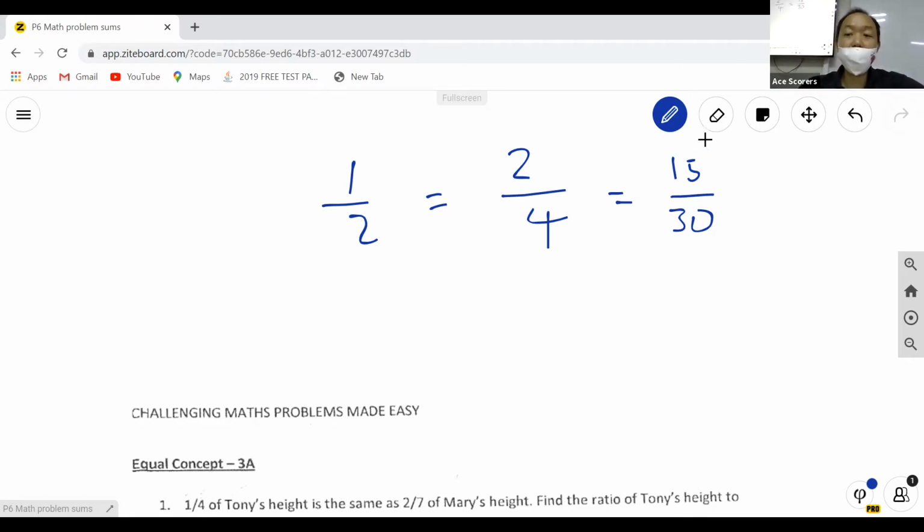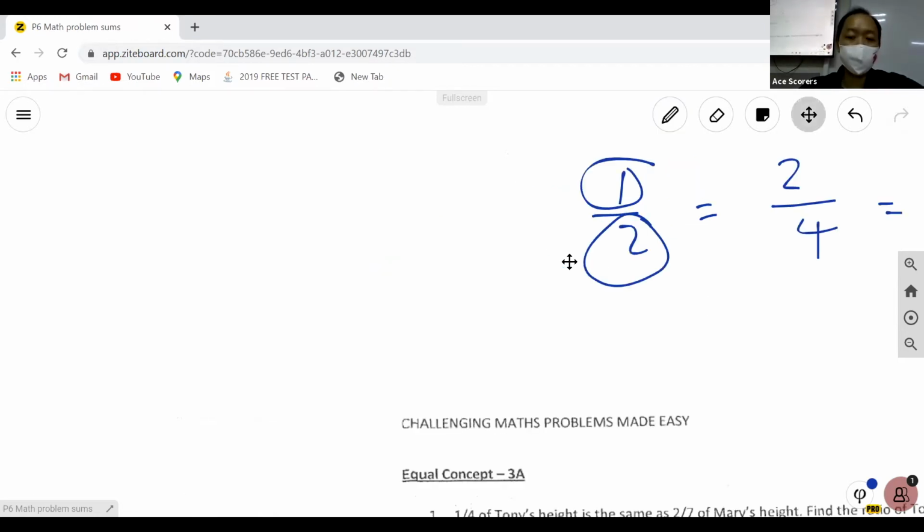Now sometimes it's not the whole fraction that's equivalent. Sometimes it's just the numerator, and then sometimes it's the denominator. So in this worksheet on equivalent concept, we will see both types. Sometimes you've got to try to make the numerator the same, sometimes the denominator, right? Okay, now with your worksheet you can look at question 1.